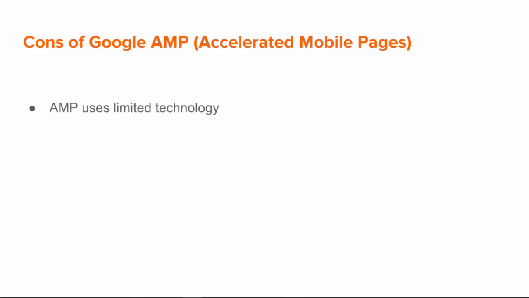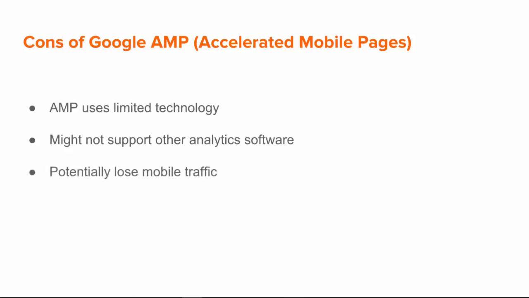Now, after considering that, there are some cons, and that is that AMP uses limited technology. As I said before, it uses a stripped down version of HTML, CSS, and JavaScript. By doing that, that means that certain things might not load on your mobile site. Things like a widget area, maybe your Facebook widget that you put on your site. And although AMP supports Google Analytics, if you use a different analytics software, that might not work as well. And then finally, there's talk that there might be some potential loss in mobile traffic if you use AMP.